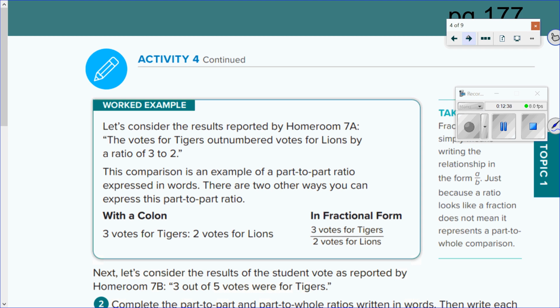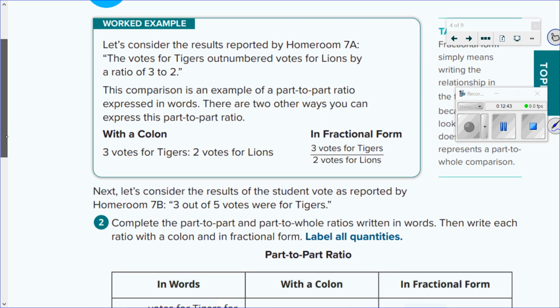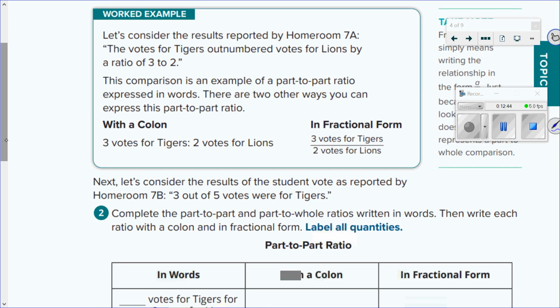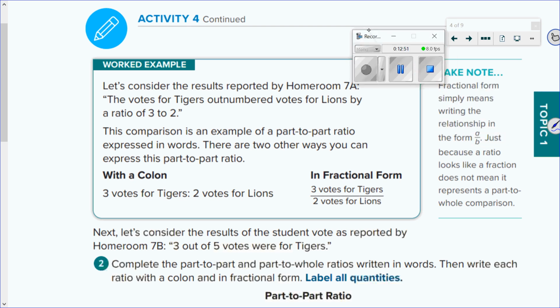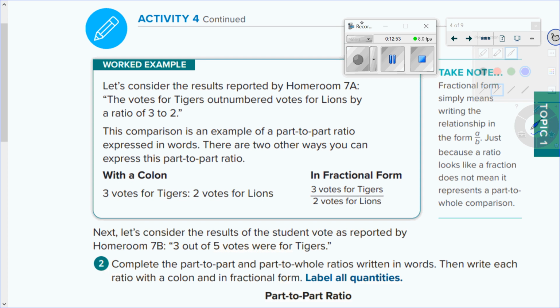Let's consider the results reported by homeroom 7A. It said the votes for Tigers outnumbered the Lions by a ratio of 3 to 2. Actually, before we get into this, let's take out your highlighters and highlight over here real quick.